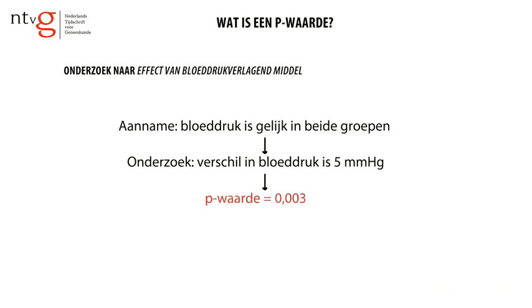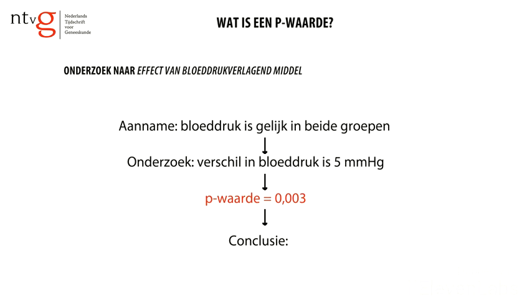Suppose the p-value in our study is 0.003. That means that if there is indeed no difference in the average blood pressure between the two groups, there is a chance of 0.003 that they still find a difference of 5 mm or more.